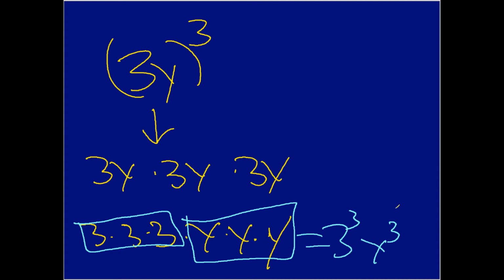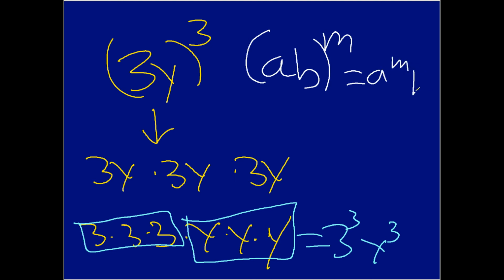This leads to our principle here. So this leads to my original point. a times b, when they're raised to the power of m, is the same as a to the m times b to the m. And that is exactly what we have down here at the bottom, if you can look closely. So in this case, the 3 is the a, the y is the b, if you will, and they were all raised to the same exponent power of 3.